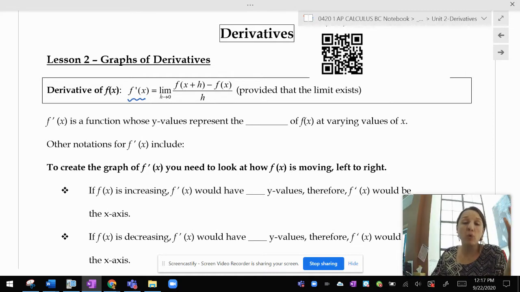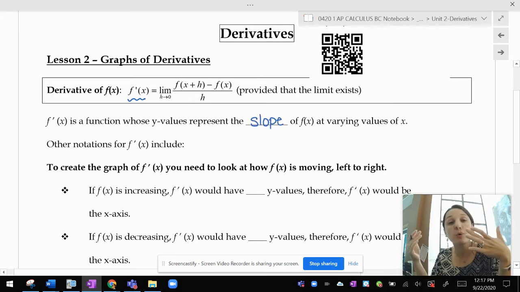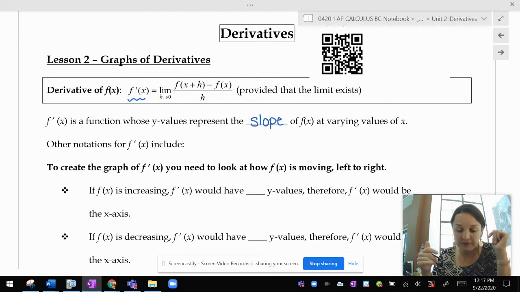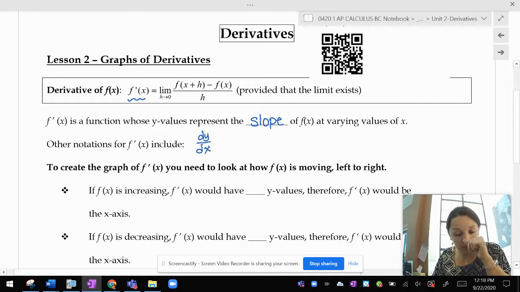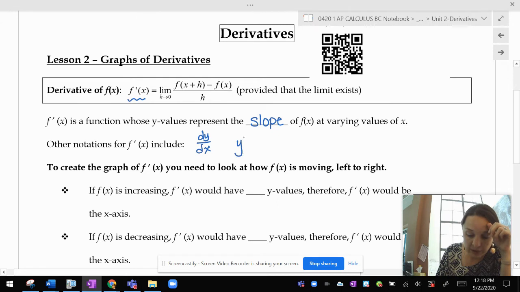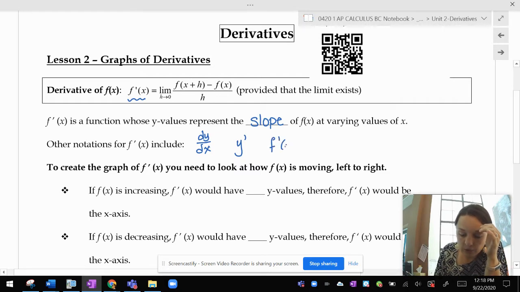So that means f prime is a function that represents the slope of f of x at varying values of x. And in our course, we often talk about the words derivative and slope being synonymous, basically. There are other notations for f prime. So we can have f prime of x. We can have dy dx. That's another way to talk about the derivative. Sometimes you'll see it written as y prime. I tend not to do that. I just don't like it. But dy dx and f prime are the two that you are going to see most often.